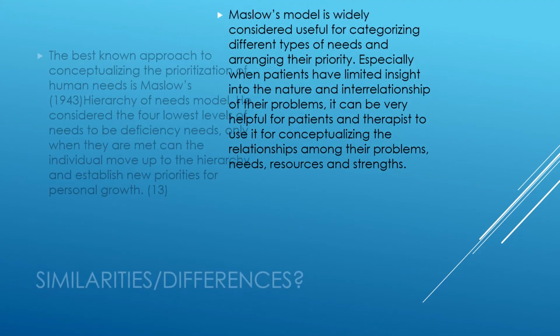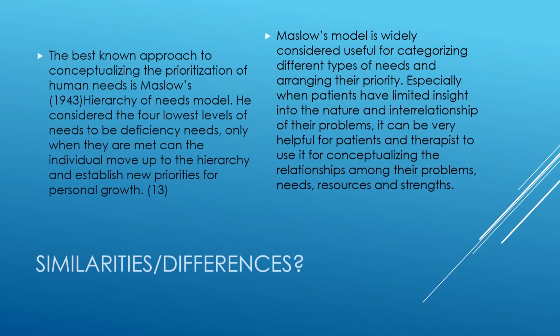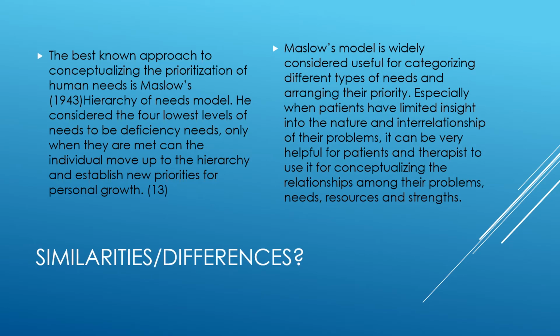Okay, so let's take a look before Engel came up with this idea to see if the idea was floating in the air. The best known approach to conceptualizing the prioritization of human needs is Maslow's hierarchy of human needs model. He considered the 4 lowest levels of needs: physiological, safety, love, esteem, to be deficiency needs, and only when they are met can the individual move up the hierarchy and establish new priorities for personal growth.